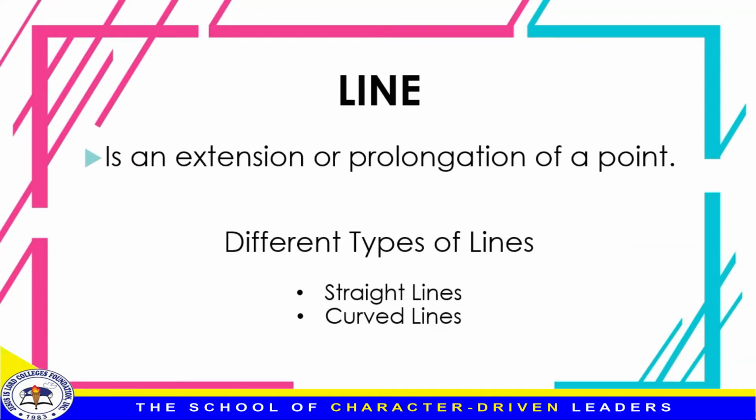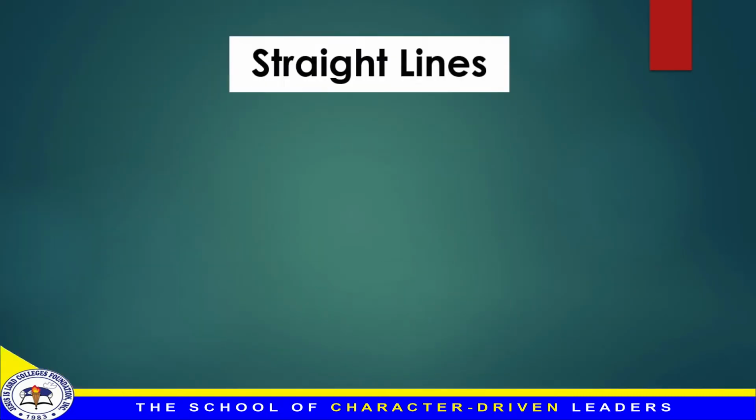First, what is line? A line is an extension or prolongation of a point, meaning it starts with a point. We have different types of line. First is the straight line. Second is the curved lines. So let us have first the straight lines.